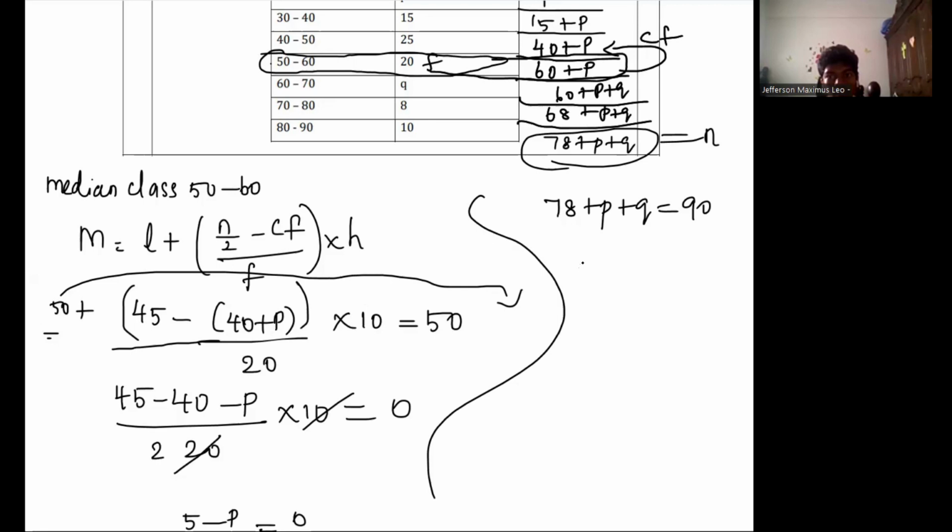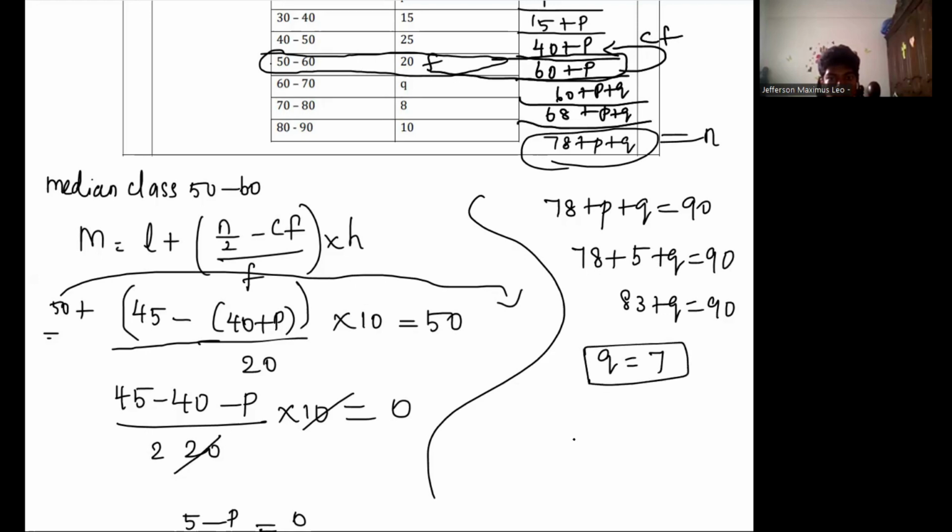They will give the total frequency as 90. Now 78, and P is calculated as 5, plus Q is equal to 90. 78 plus 5 is 83. 83 plus Q is equal to 90. So Q is equal to 7. Any doubt? No, ma'am. Yes, answer correct. P is 5, Q is 7, correct.